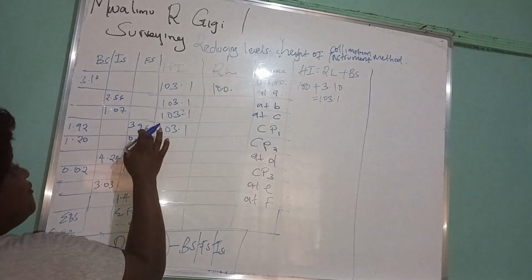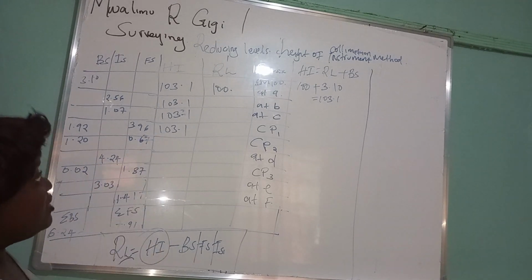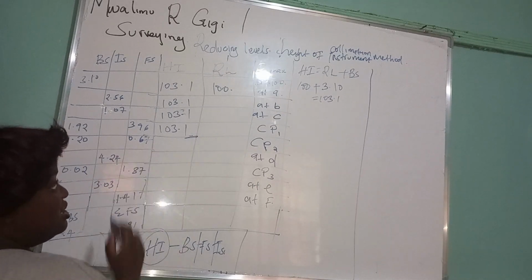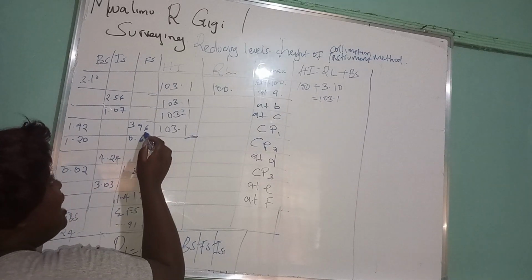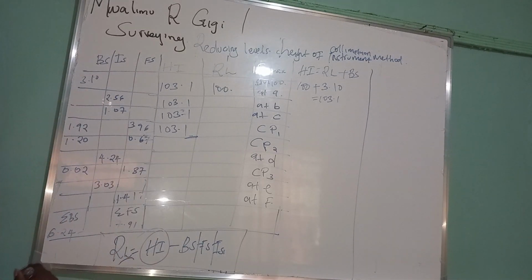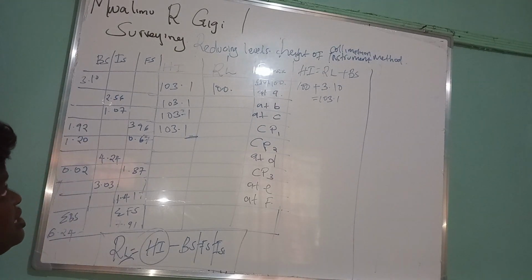So the foresight. This is the last reading. When the instrument was at height of collimation of 103.1, it took the last reading of 3.96. So let us find the reduced levels.